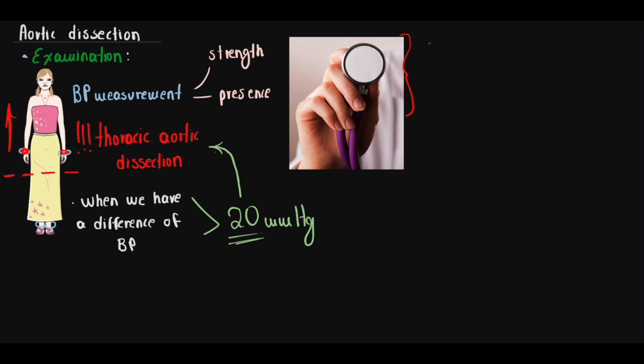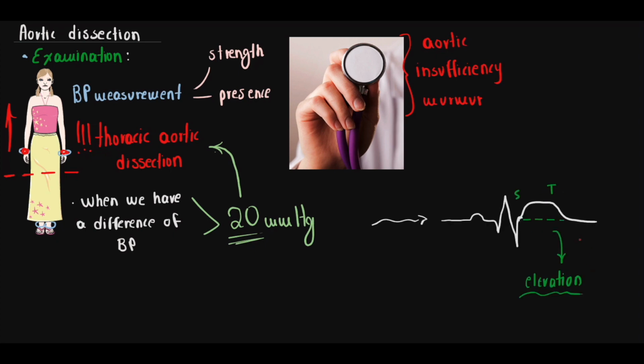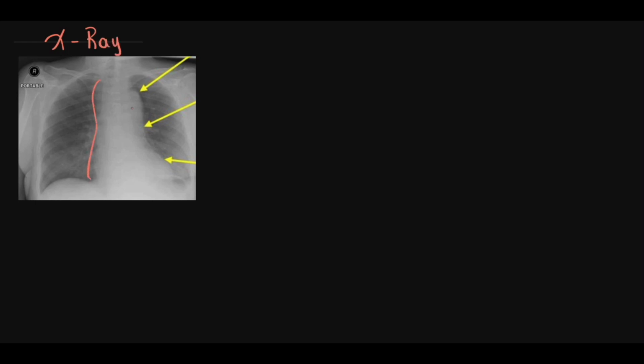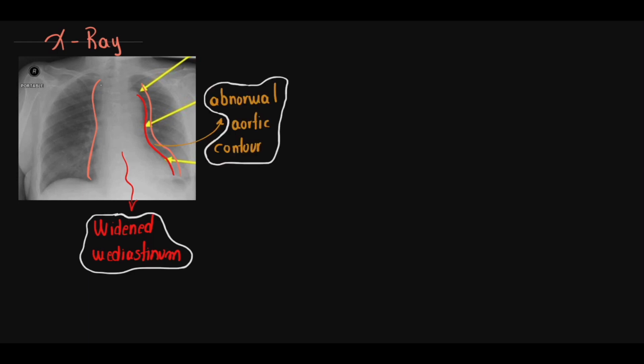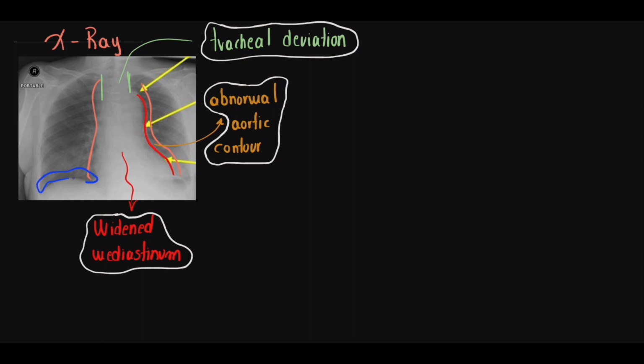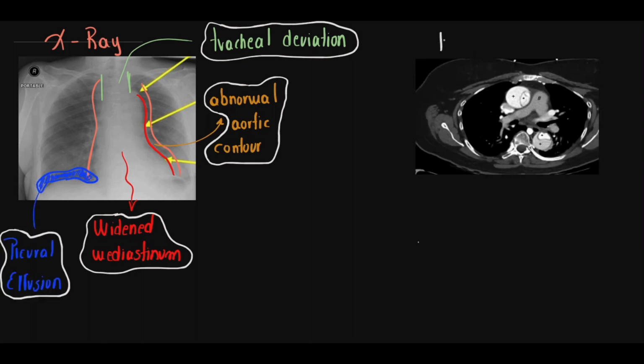Auscultation may also show an aortic insufficiency murmur. In addition to that, aortic dissection may actually cause an ST segment elevation. An ST elevation, which usually indicates a myocardial infarction, could be caused by an aortic dissection. The chest X-ray should show, as you can see right here, a widened mediastinum, an abnormal aortic and cardiac contour, as well as tracheal deviation. In addition to that, we may also see a left pleural effusion. Of course, definite diagnosis is only done when we perform a thorax CT. As you can see right here, it clearly shows the aorta and the true and false lumen. This right here is the false lumen.